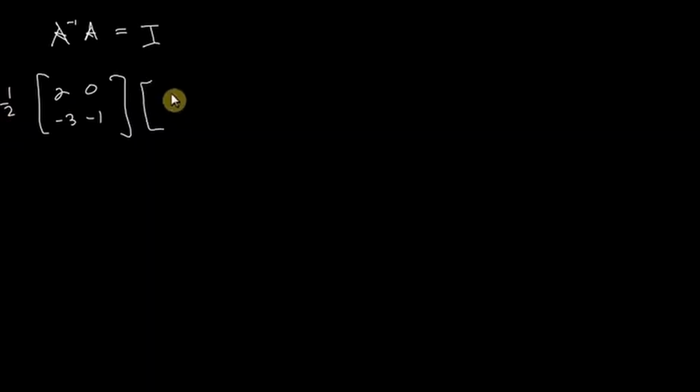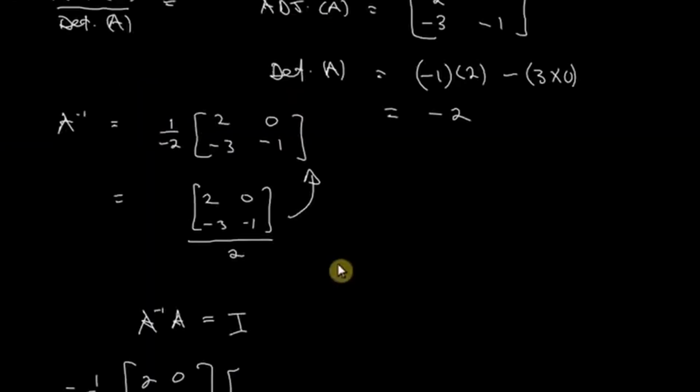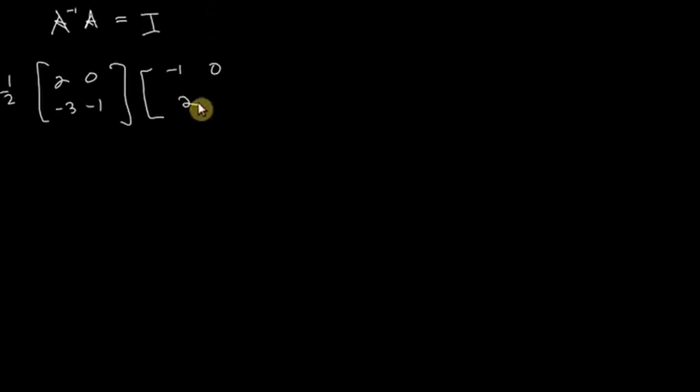Next, we're asked to show that the inverse of A times A is actually the identity matrix. And we have seen this many times. It comes up a lot in the exam, so become familiar with how to do this. Now that we have this, and we have A, we merely need to multiply them together. So 2, 0, negative 3, negative 1, and we have the negative a half here, multiplied by the original matrix A, which is negative 1, 0, 3, 2.